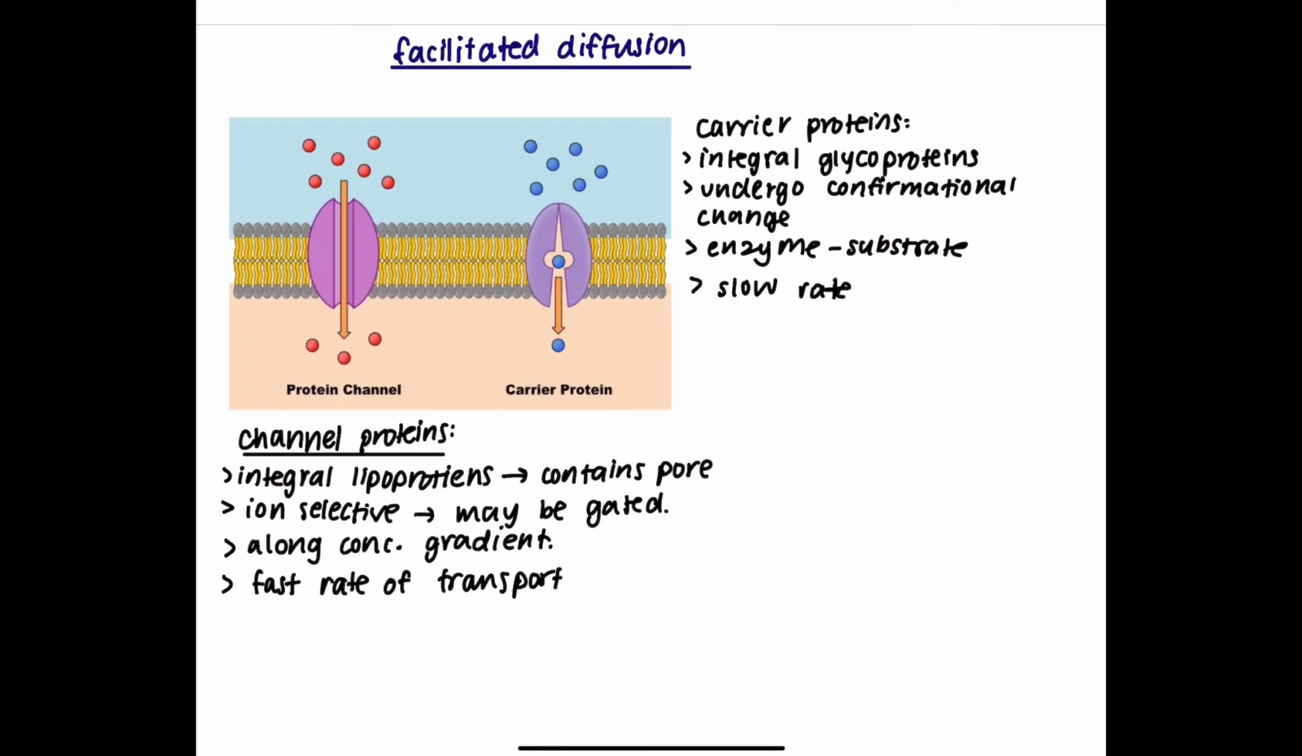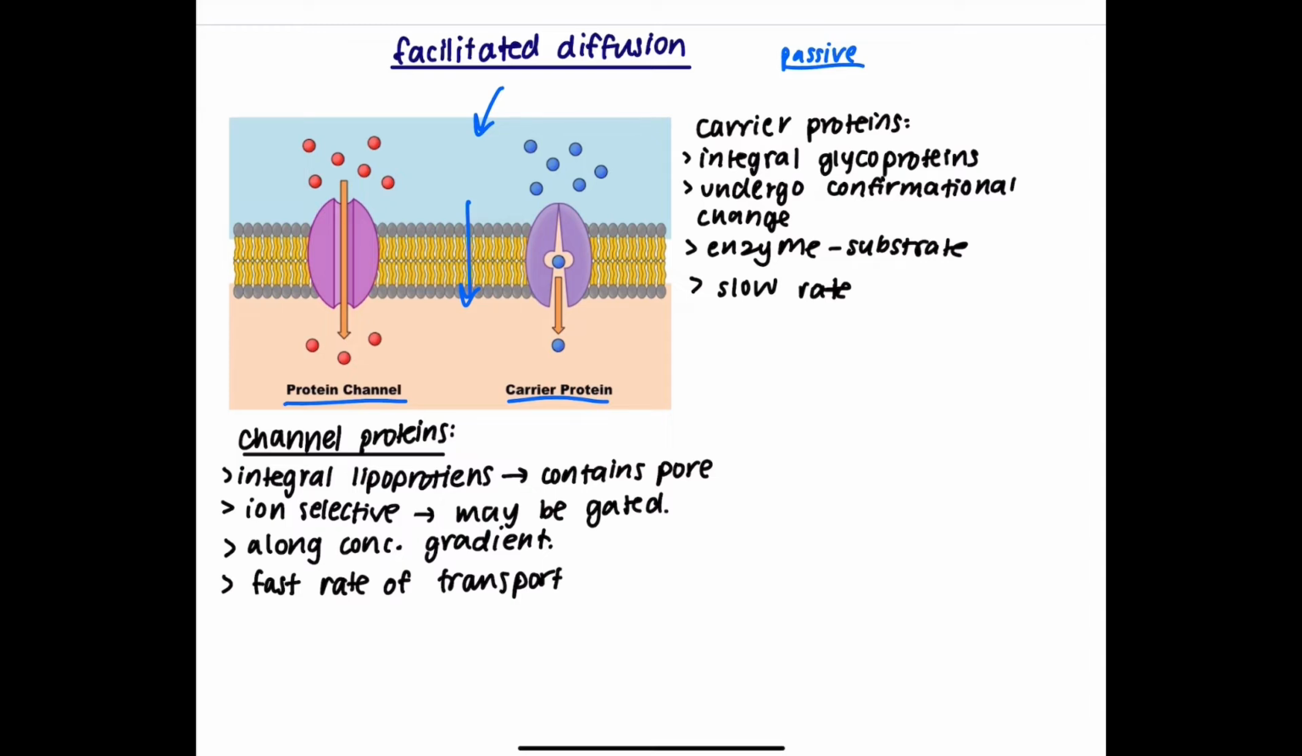So next we have facilitated diffusion. It is the passive movement of molecules across the cell membrane via the aid of a membrane protein, which is what we have here. It is utilized by molecules that are unable to freely cross through the phospholipid bilayer. Usually these are large and polar molecules or ions. And there are two distinct types of proteins that control facilitated diffusion. We've got channel proteins and carrier proteins.